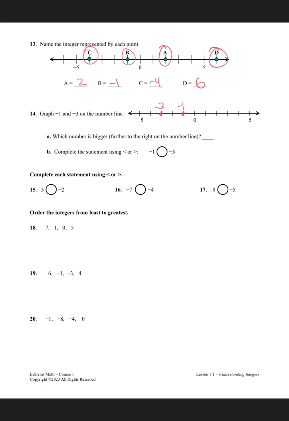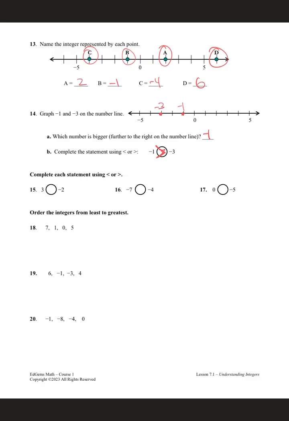It says which number is bigger or farther to the right on the number line. I always like to think of it as which one of these numbers is closest to 0. That would be negative 1. So therefore, it is larger than negative 3. So negative 1 is greater than negative 3. All right. Numbers 15 through 17.